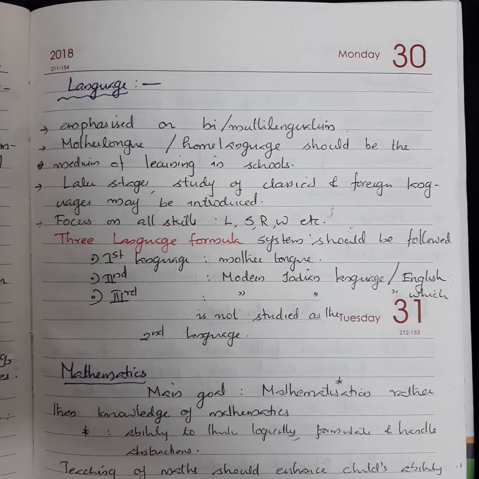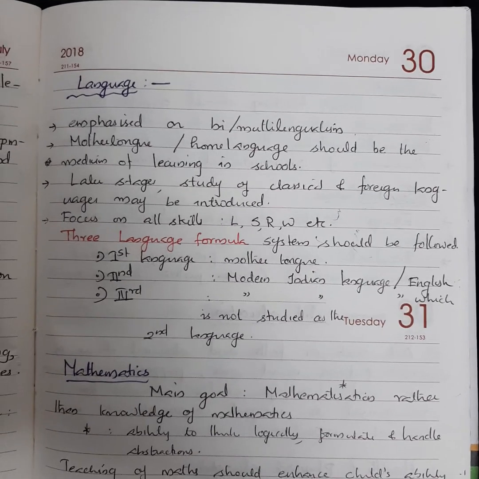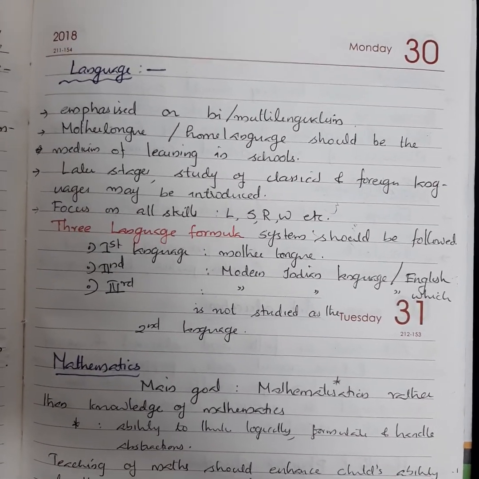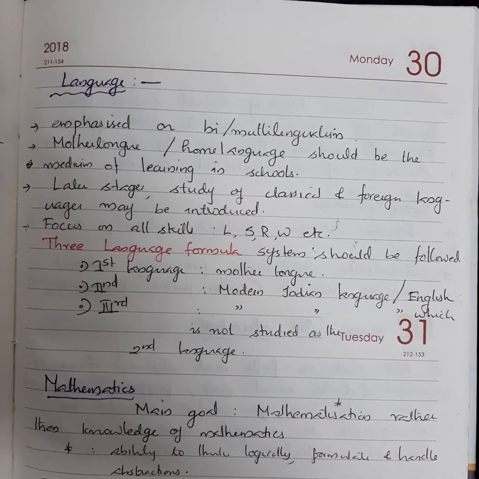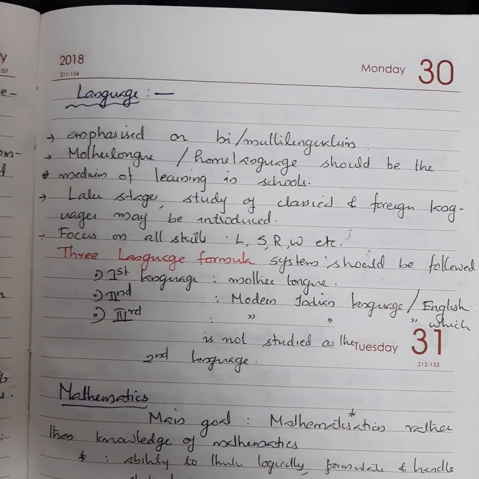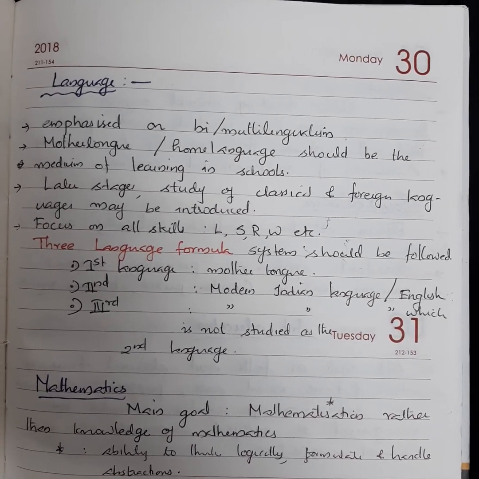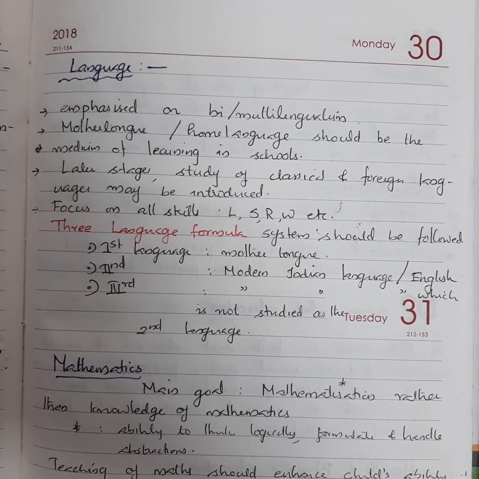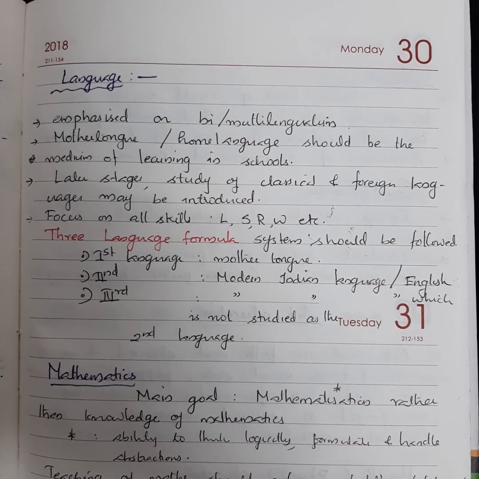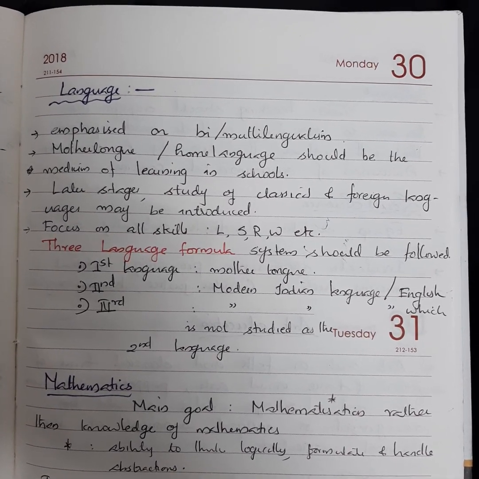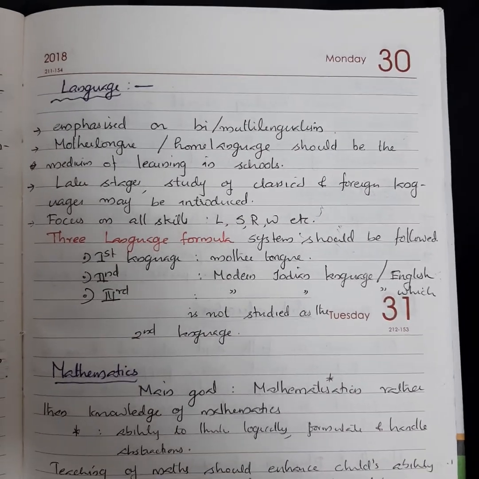And the three language formula system should be followed, which means the first language is the mother tongue, the second language is a modern Indian language or English, and the third one is a modern Indian language or English which is not studied as the second language. Implementation of the three language formula is one of the most important things we should keep in our mind about NCF 2005 in the area of language.